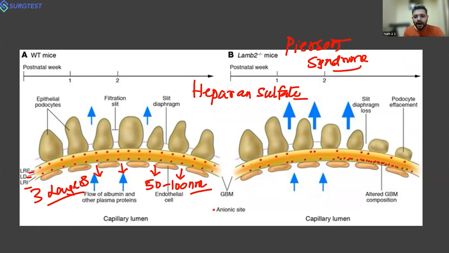So you can see in that how these negatively charged particles are arranged in a not so correct manner. Yeah, heparan sulfate. Somebody's typed. Great, very good. Yeah, these are the composition of the GBM: heparan sulfate, laminin, nidogen, collagen type 4. Yes, that's gone wrong in Alport syndrome. So your negatively charged particles are not properly arranged. Some are here, some are not there. So what happens is this charge selectivity is lost. Things can get leaked. They don't get repelled. Small stuff gets leaked. So that's the problem.